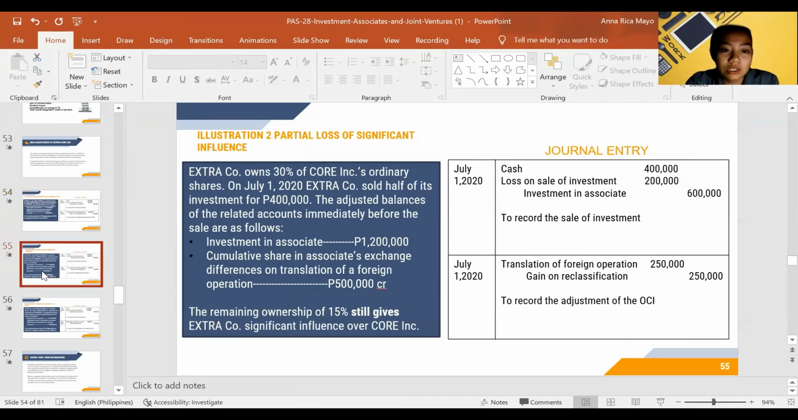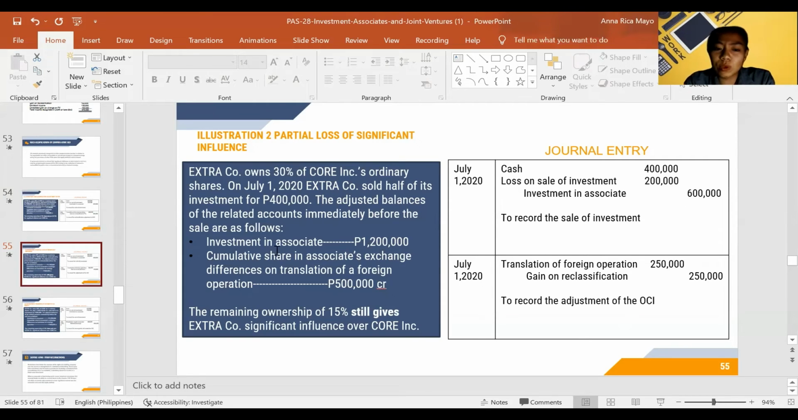And then next illustration is the same problem, pero sabi dito, ang pinagkaiba lang, yung remaining 15% naman daw niya still gives Extraco significant influence. Ano nga bang i-entry natin kapag ganito? Kapag still, sabi niya, binigyan pa rin siya ng significant influence. On July 1, 2020, the same as nung unang problem, magkakaroon pa rin siya ng loss na 200,000, makakareceive siya ng cash na 400,000, and mag-credit pa rin siya ng 600,000. Ito yung record nga ng sale niya.